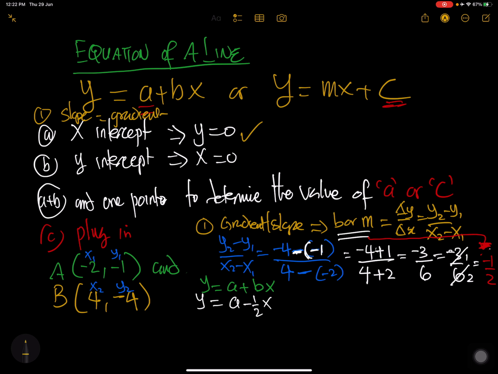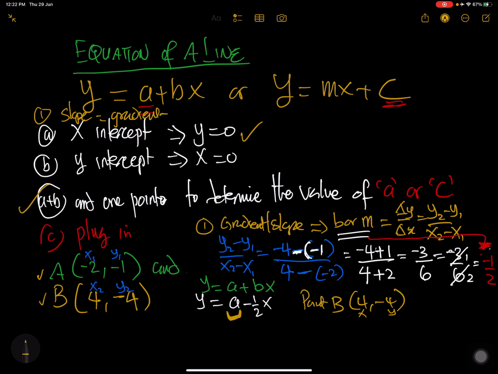And to look for this a, we pick one point. We are here. We pick one point, and the point we pick could be any of these. It could be this or that. So if we pick, let's say, point B, which is 4 and negative 4, this 4 is our x and this is our y.